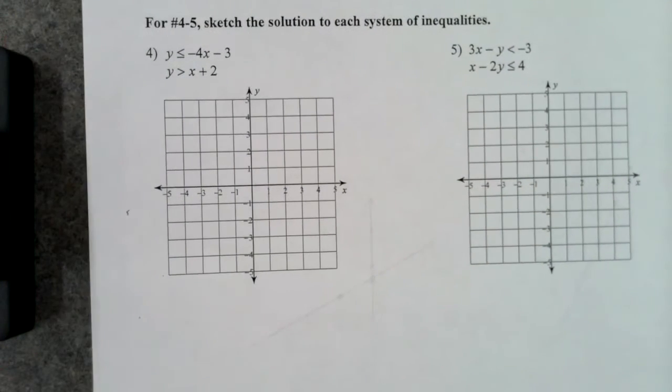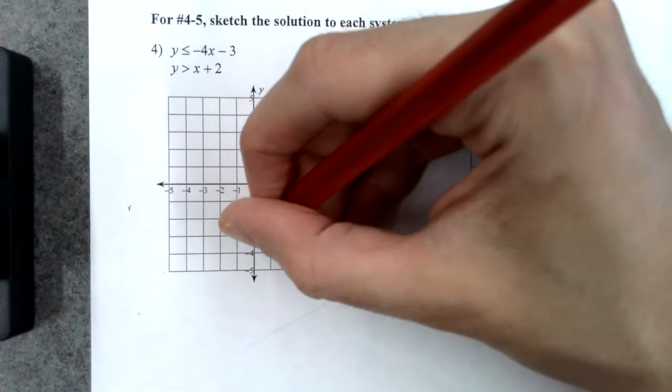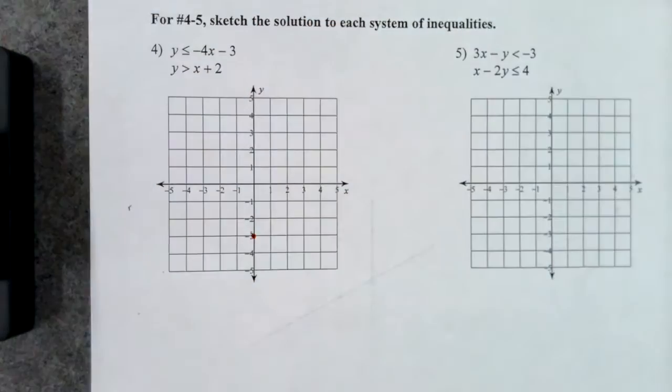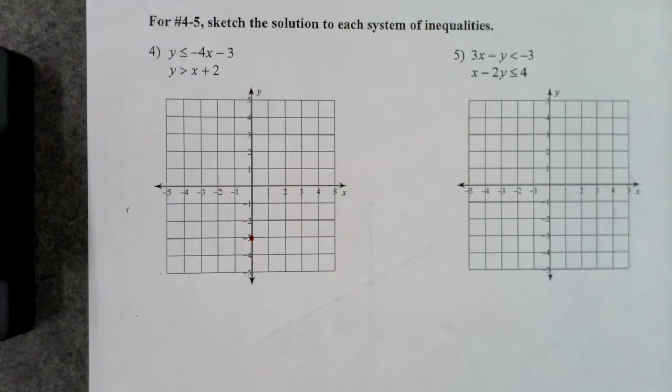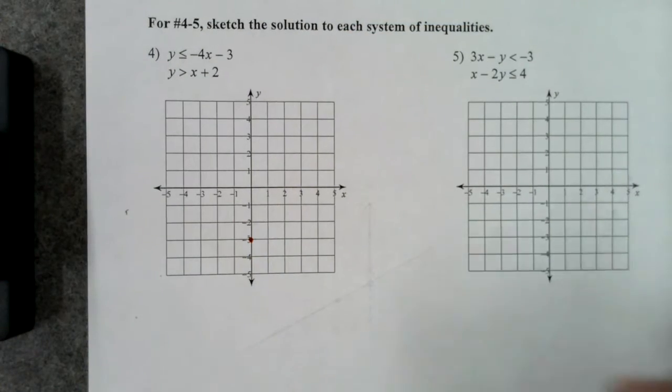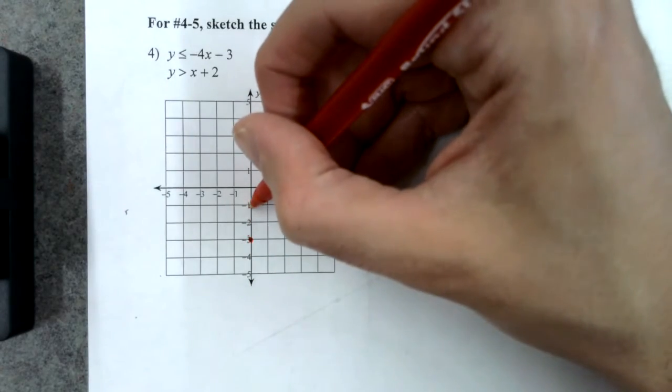Now, this first one, y is less than or equal to negative 4x minus 3. That has a y-intercept of negative 3. The slope is negative 4, so you're going to go down 4, right 1. That's not going to fit on the graph, so let me do the opposite of going down 4 and right 1. Let me go up 4 and left 1.